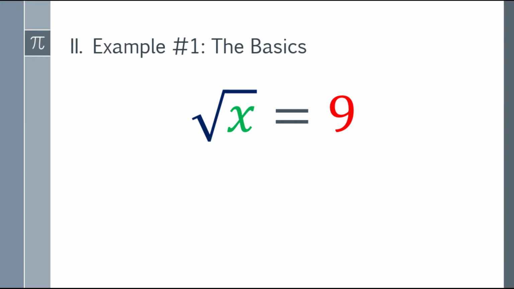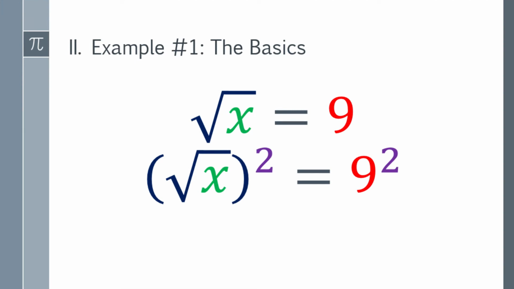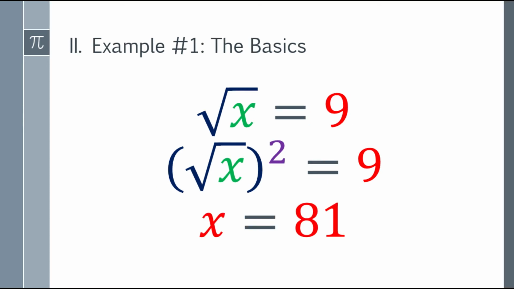Okay. So, para mawala yung radical sign, you can square both sides. So, the square root of x, square mo siya, is equal to 9 squared. So, x is equal to 81. Mawawala na yung radical sign. So, nahanap na natin yung value ni x.